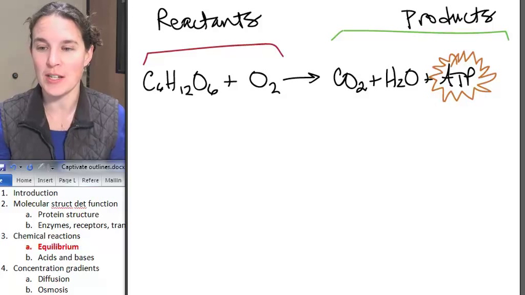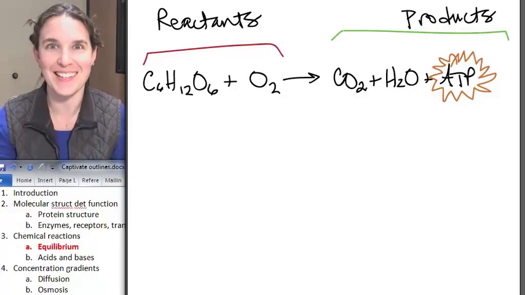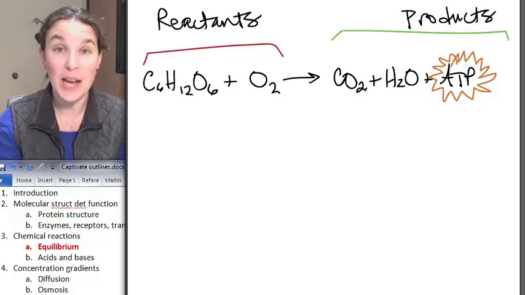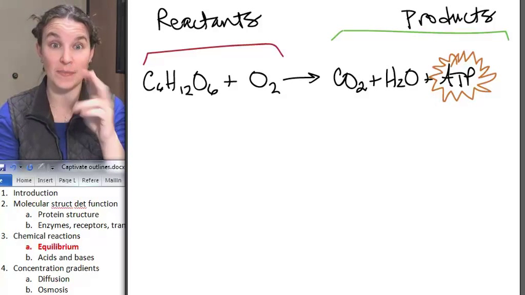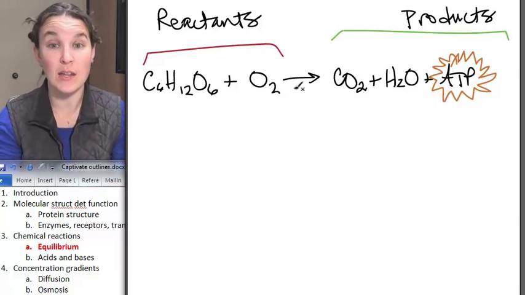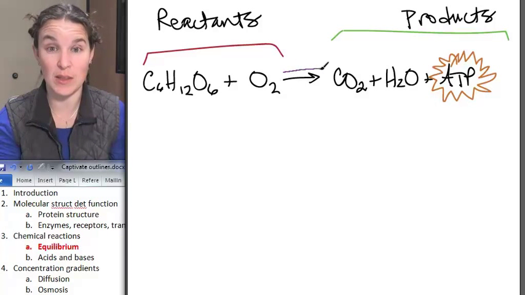You ready for some magic? Here's the magic. Chemical reactions can proceed in two directions. They can proceed in this direction, as indicated by this arrow.